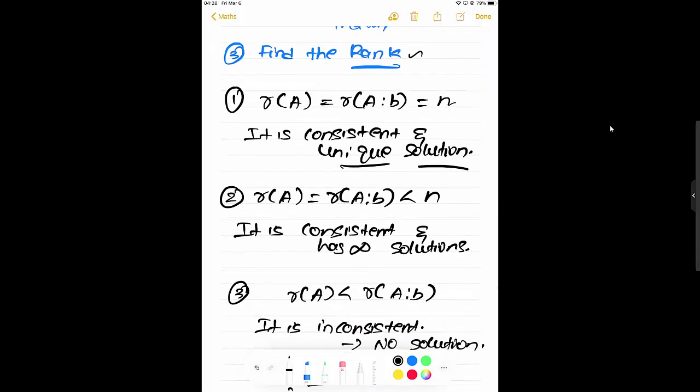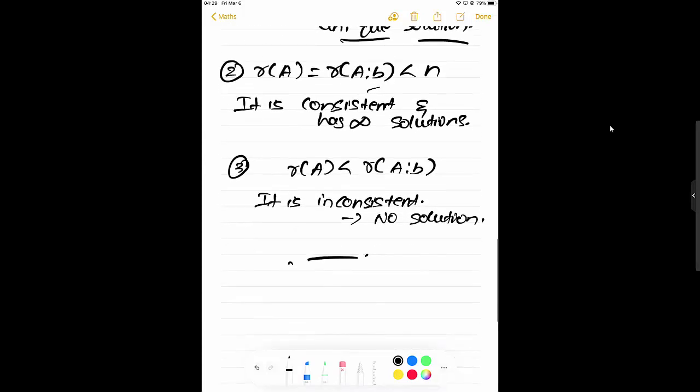If the rank of matrix A and the rank of the augmented matrix are equal to the number of variables, then we say it is consistent with a unique solution. If rank of matrix A equals the rank of the augmented matrix and is less than the number of variables, then we say the solution is infinite solutions. And if rank of A is less than the rank of the augmented matrix, we call it no solution, that is inconsistent. This rule we can apply to any problem and find the solution.